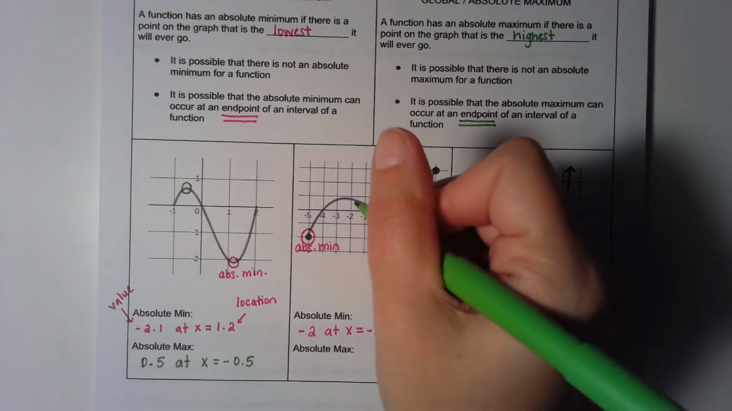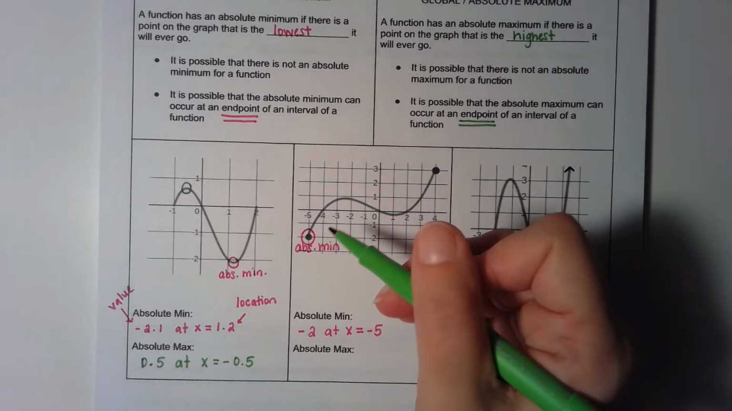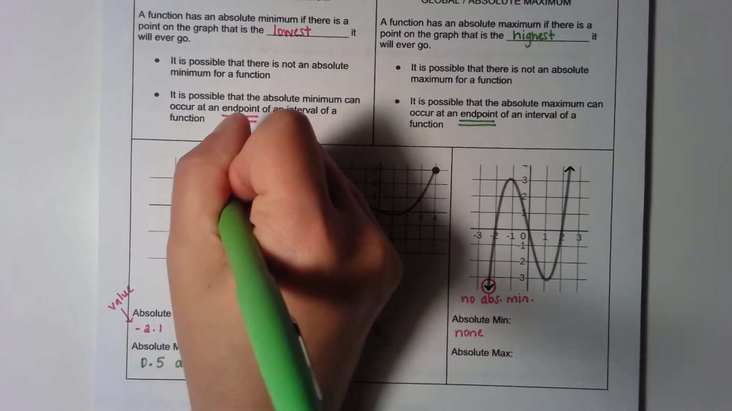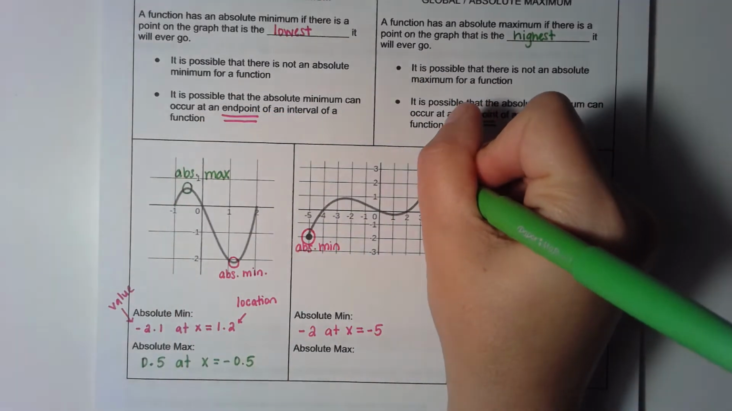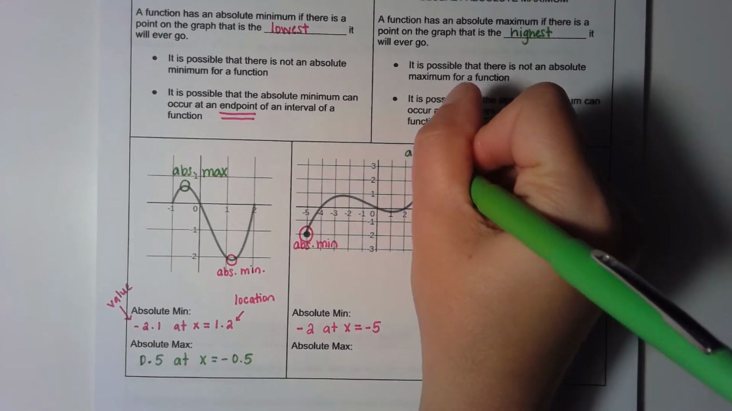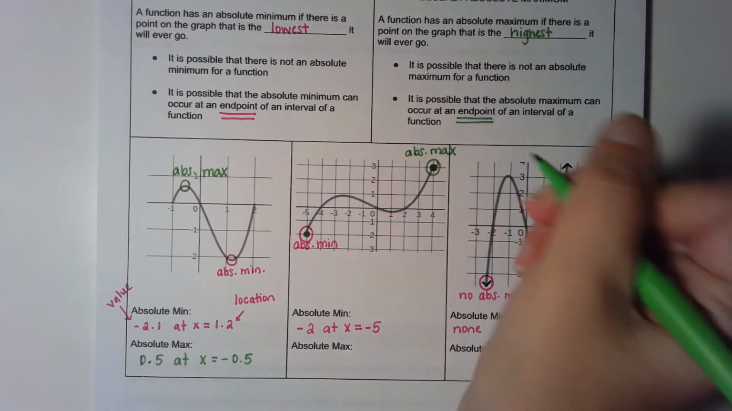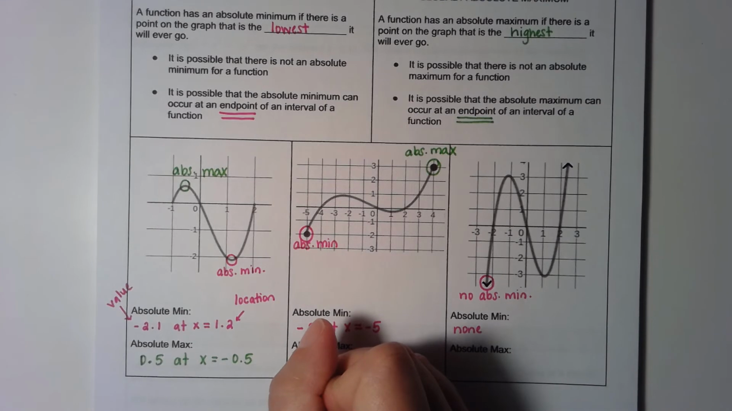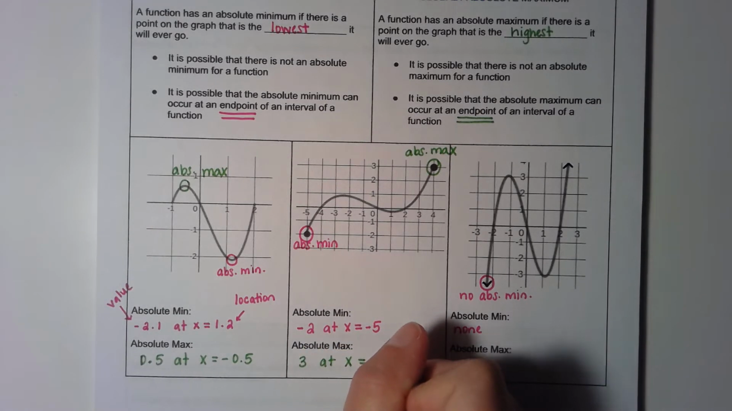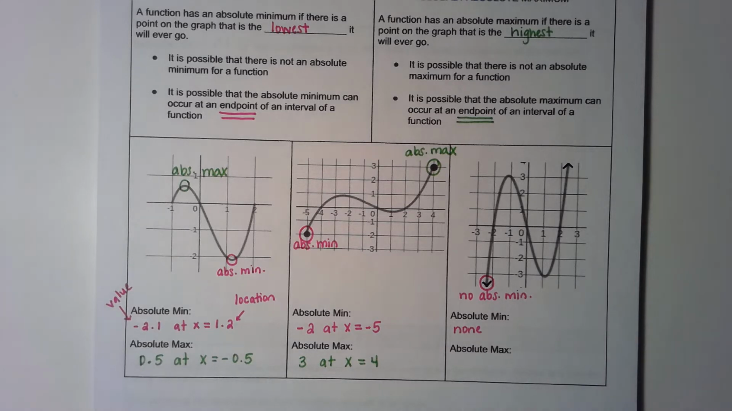In this next graph, just like this endpoint became the absolute minimum, this endpoint is going to be the highest the graph ever goes. It's never going to pass that. So this is going to be your absolute maximum, which is going to be a maximum value of 3 at the place where x is 4. So the highest this graph is ever going to go is 3, and that occurs at the place where x is 4.